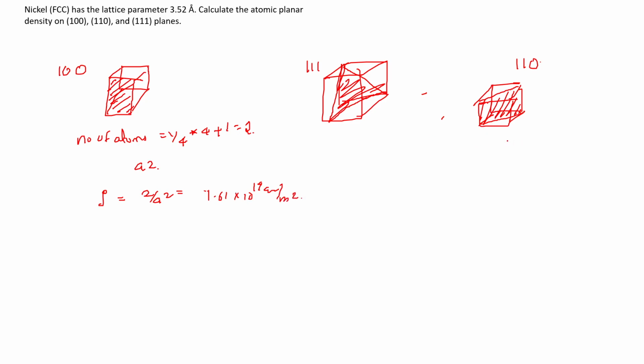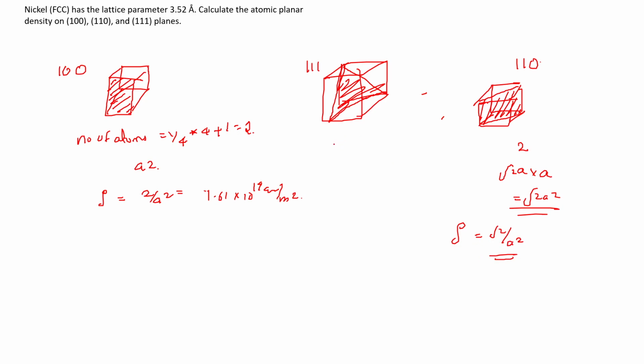Similarly, for the 110 plane also, the number of atoms will be 2, and the area will be root 2a into a, like the diagonal root 2a and a, so it will be root 2 a square. So the density will be 2 divided by root 2 a square. Substitute the value, you will get the answer.